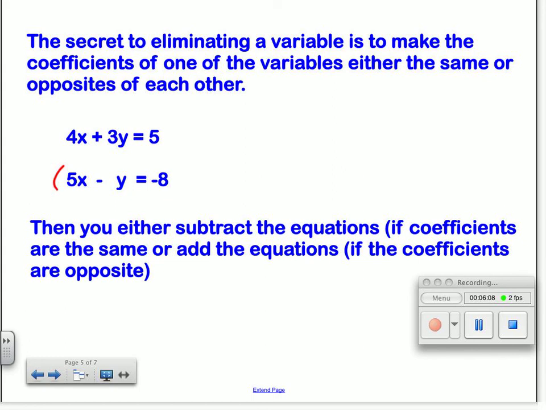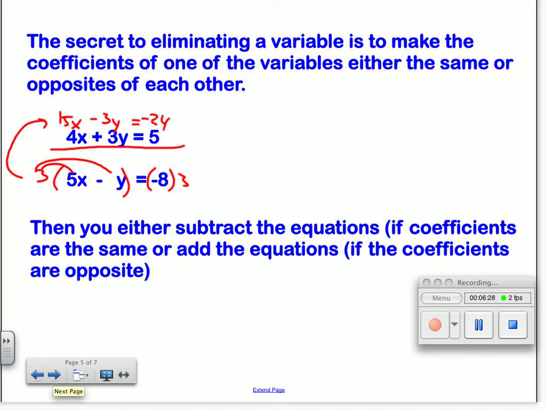So I'm going to multiply the bottom equation by 3, the right and the left sides by 3. Doing that, we're going to get 15x minus 3y equals minus 24. And if I add these two together, I'm going to get 15x plus 4x is 19x. My y's drop out, and I get minus 24 plus 5, which is minus 19. Divide by 19. I get x equal to minus 1.